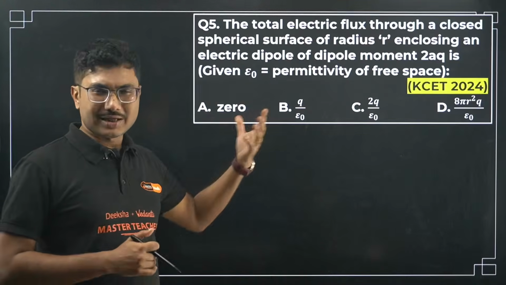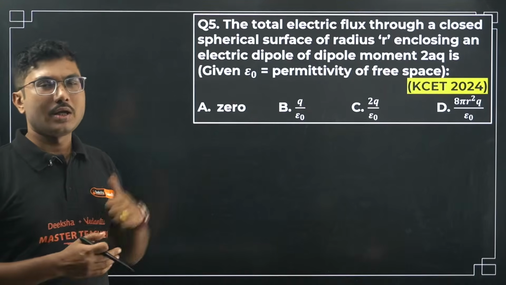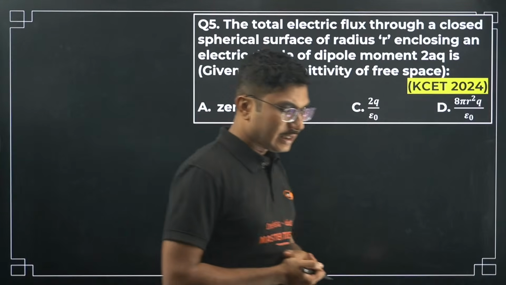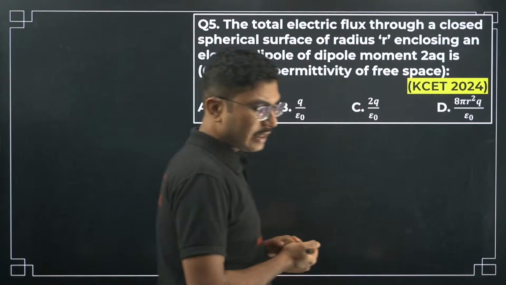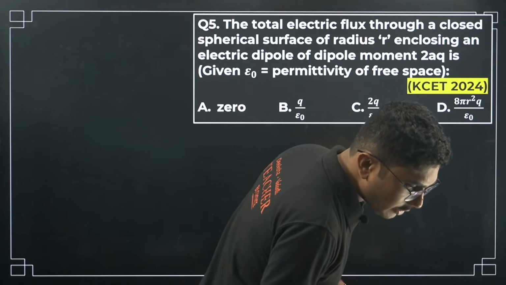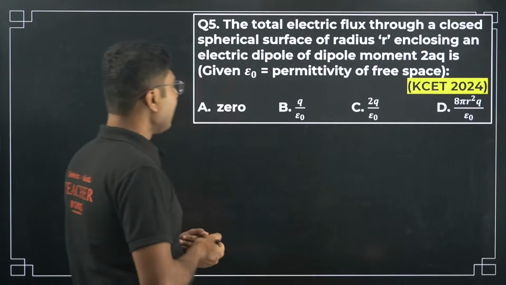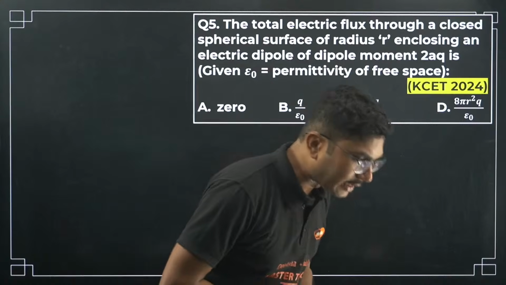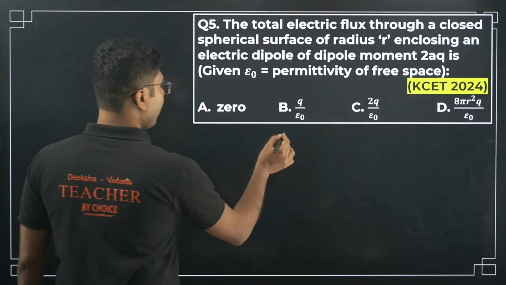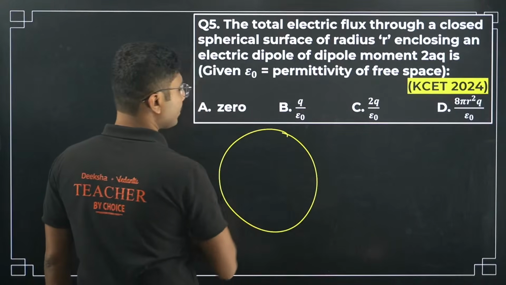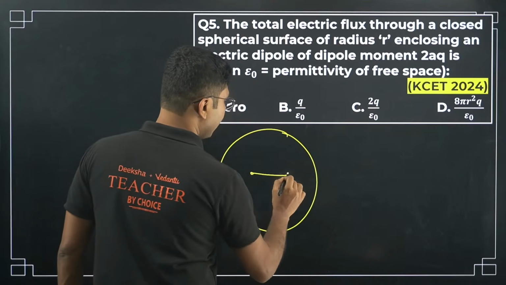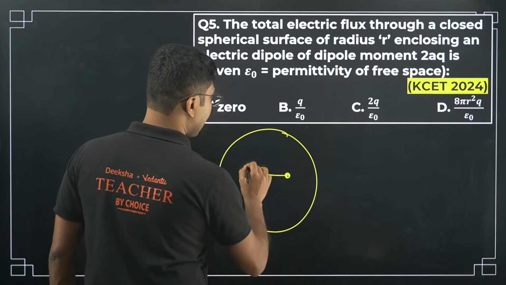A similar conceptual question came in 2025 as well. Let's see who can answer. Alan, Shatish, Blossoming, they are saying option A. Yes. If you draw the diagram, you realize there is a closed surface and the dipole in its entirety is inside the sphere.